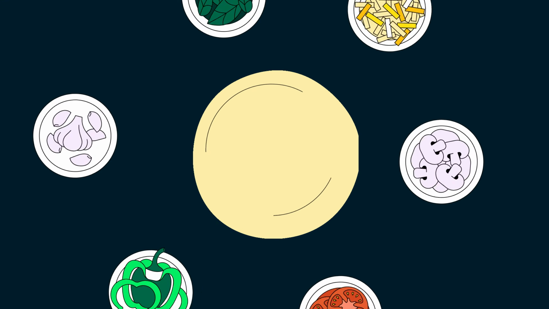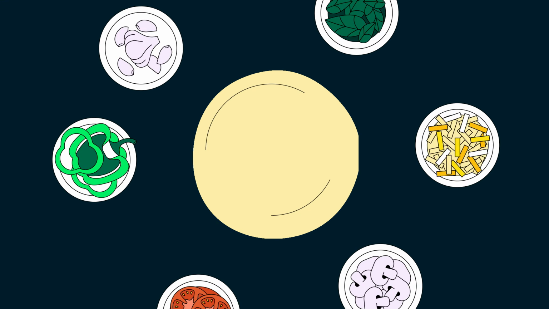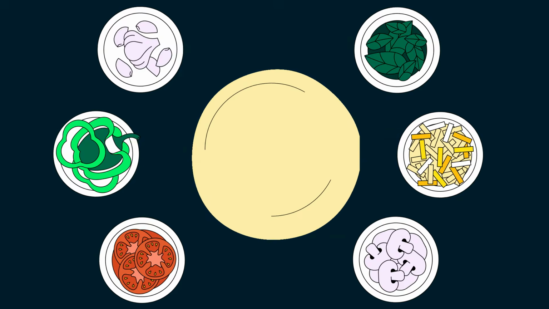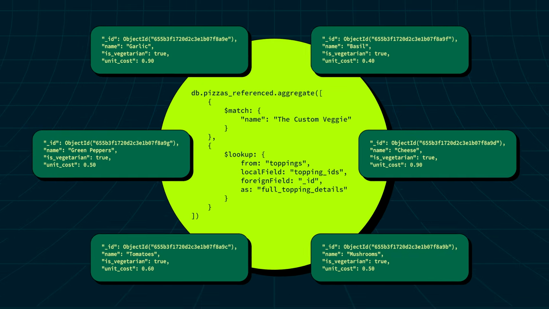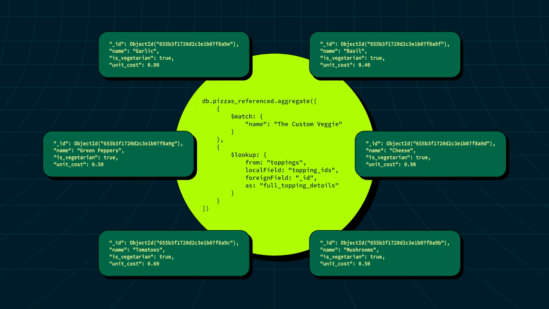touching the others. The trade-off? Making each pizza takes longer. Instead of grabbing one box, you're visiting multiple containers for your dough, cheese, and toppings. In database terms, that means you need multiple queries to fetch all your related data.